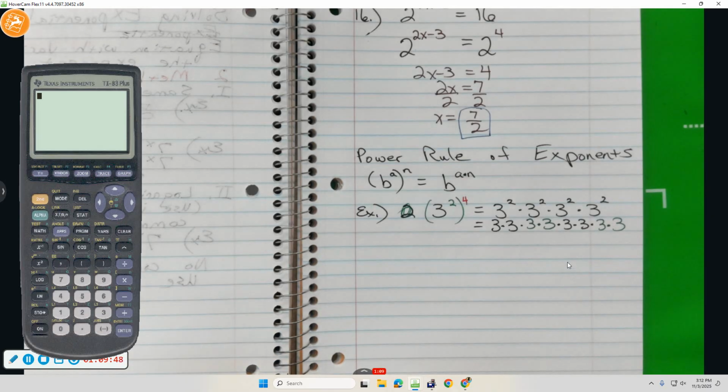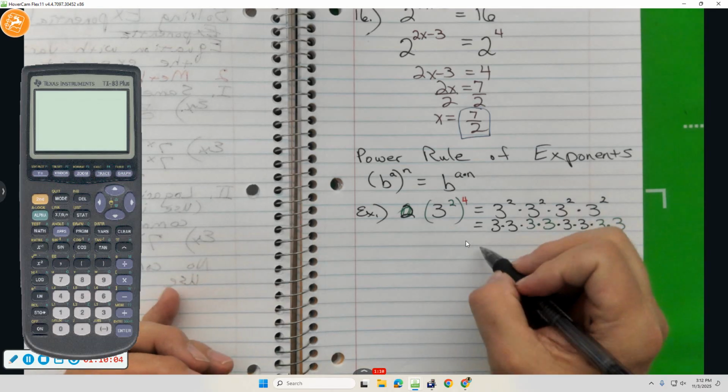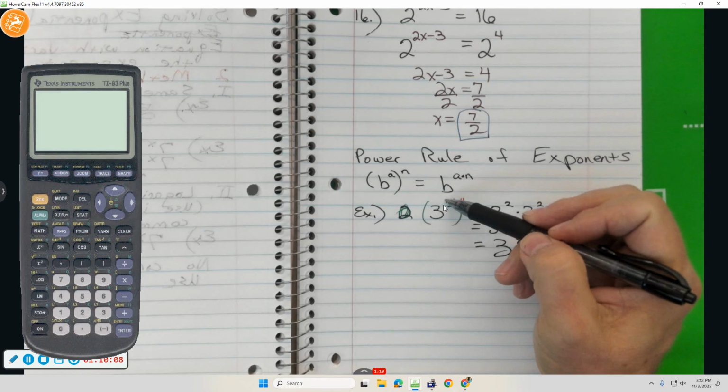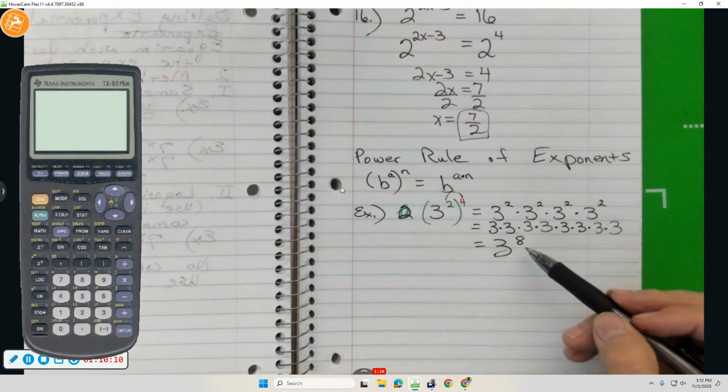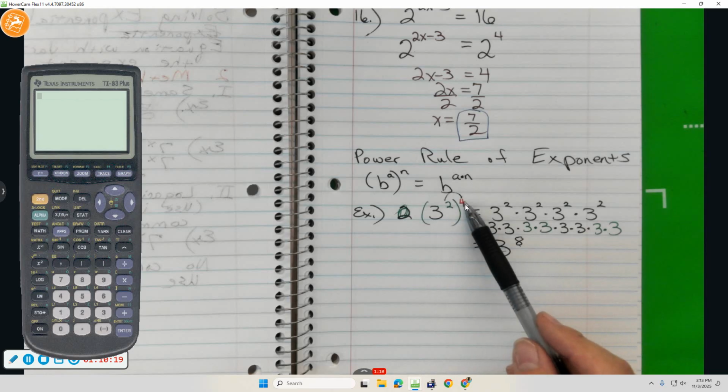How many factors of 3 do we have there total? 1, 2, 3, 4, 5, 6, 7, 8. So 3 squared to the 4th power, you could have just rewritten that as 3 to the 8th power. 2 times 4 gave me an 8. Would have been cleaner if I just used an x squared to the 4th, but you're just trying to justify why we're multiplying there. Hopefully that's clear.